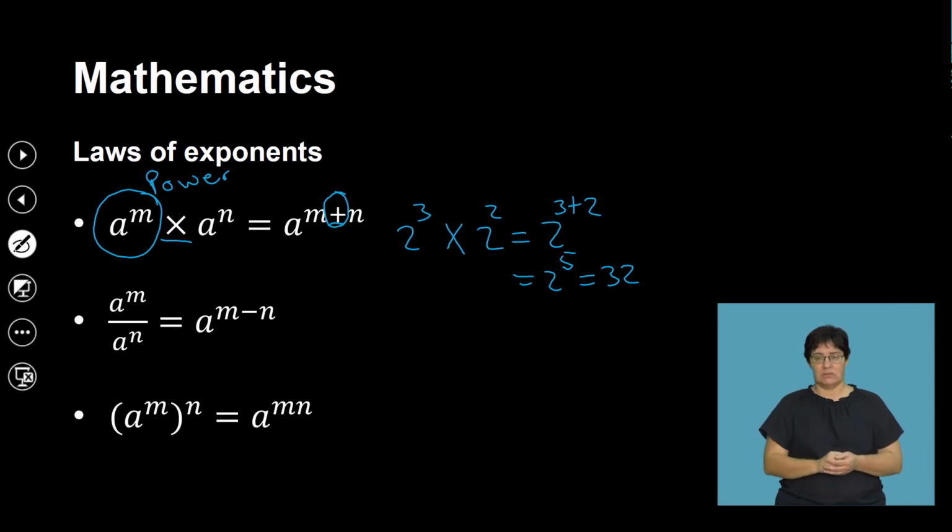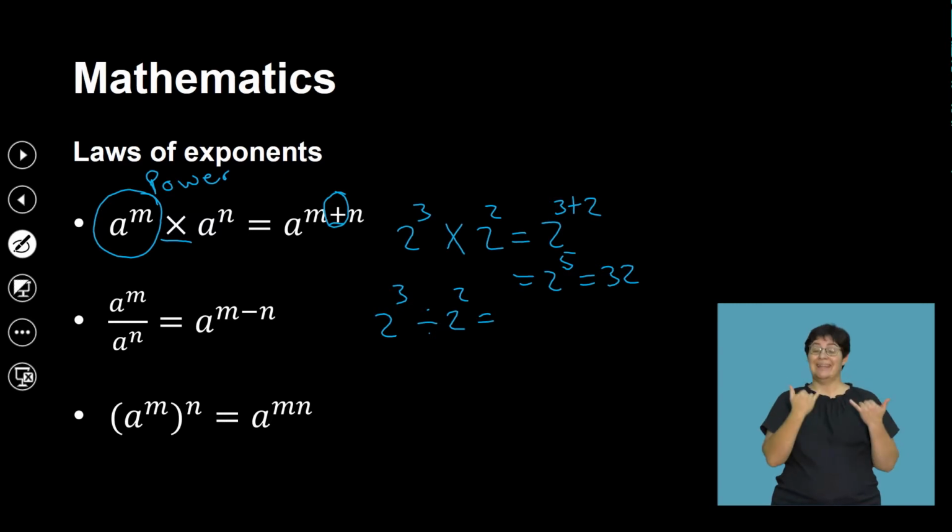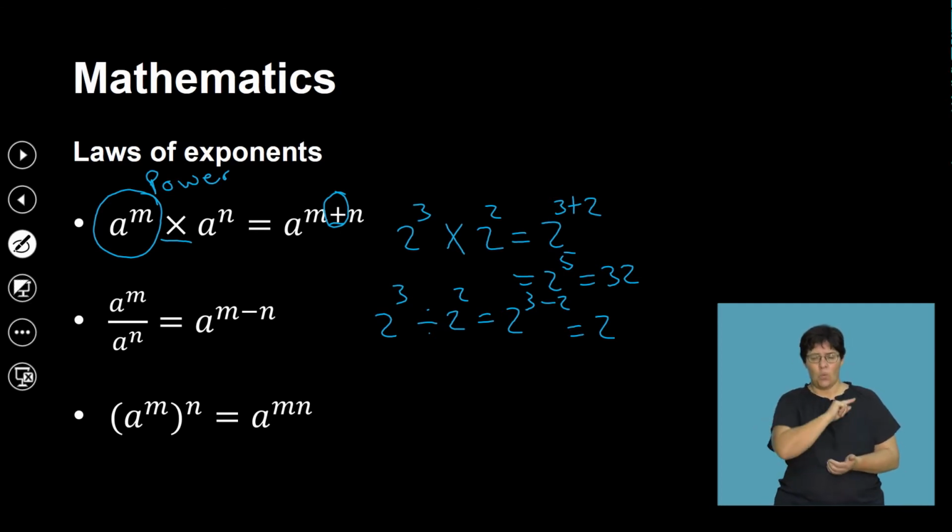Now, the opposite of this is the division one, right? So if I'm dividing 2 to the exponent of 3 by 2 to the exponent of 2, here I will need to subtract. So it becomes 3 minus 2, which is just 2 to the exponent of 1. But mathematically, we know that we hardly write 1. If there's an absence of an exponent, it does not mean 0. It means there's a 1 there that we are not writing.